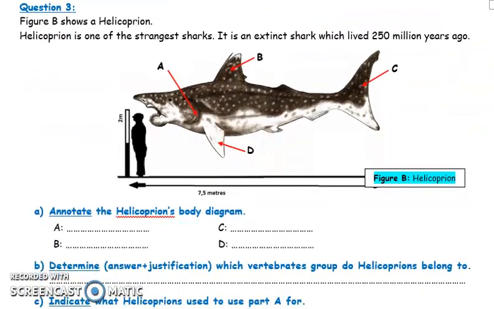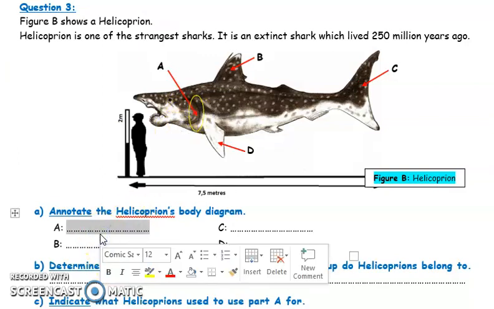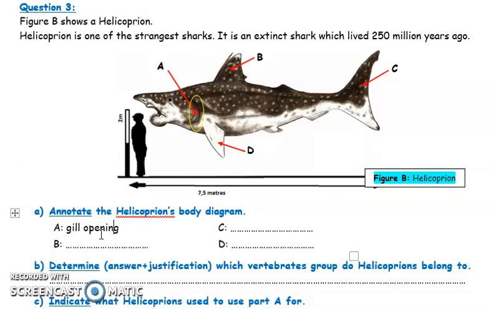Question number 3. Helicoprion is one of the strangest sharks. It's an extinct shark which lived 250 million years ago. It doesn't exist anymore, and it's a shark. Annotate the Helicoprion's body diagram. What about part A? Here we're talking about this part of the body, the opening found right here. This is the gill opening.